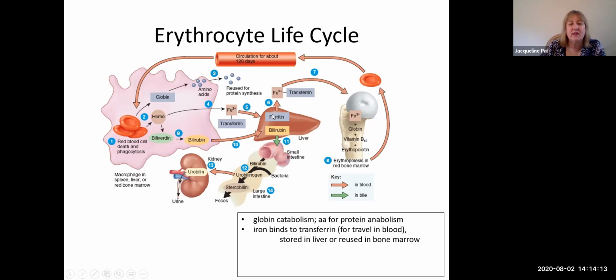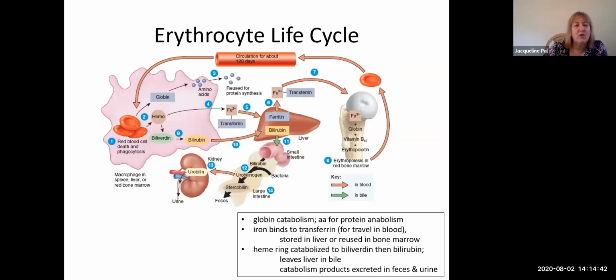And then that takes it to the liver where it can be stored, or if the liver has adequate stores and you need to make some red blood cells, it will then go to the red bone marrow, where it will be used in the process of making new red blood cells, which then are released into the bloodstream. So we've dealt with the globin, we've dealt with the iron. So what we have left is the heme without the iron.